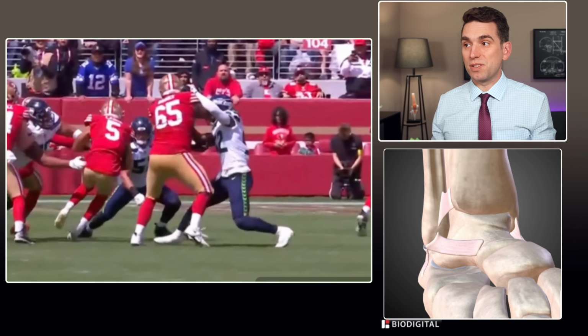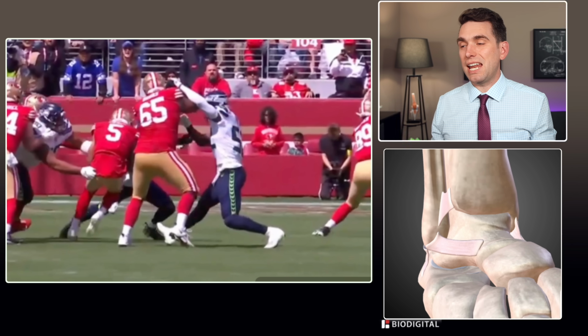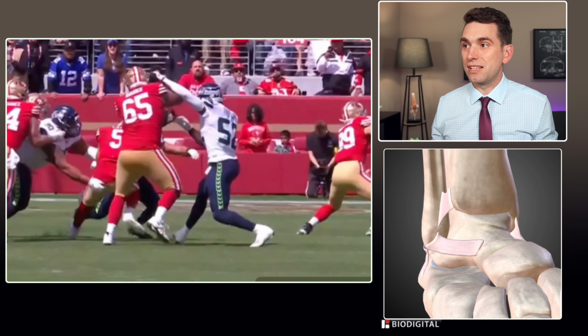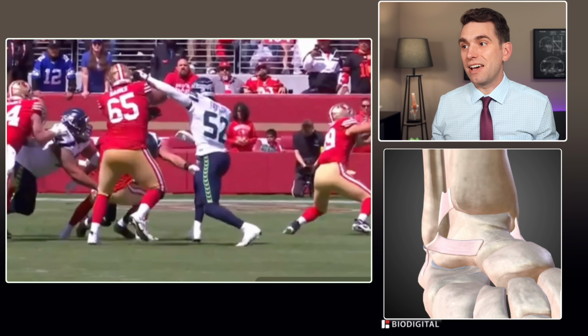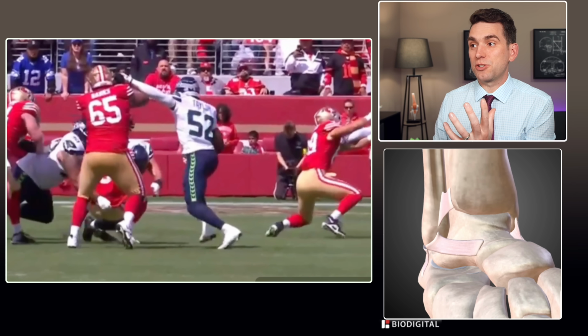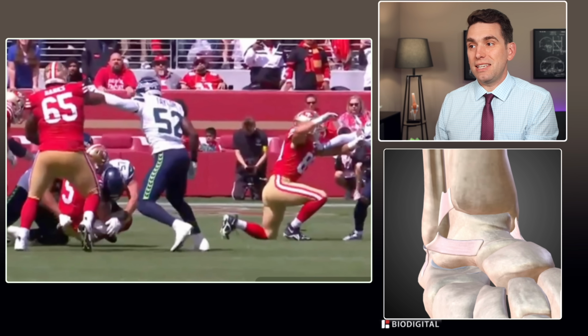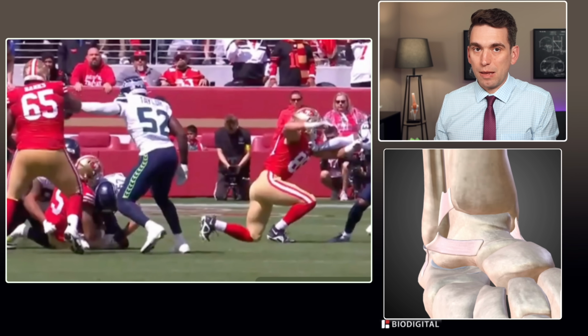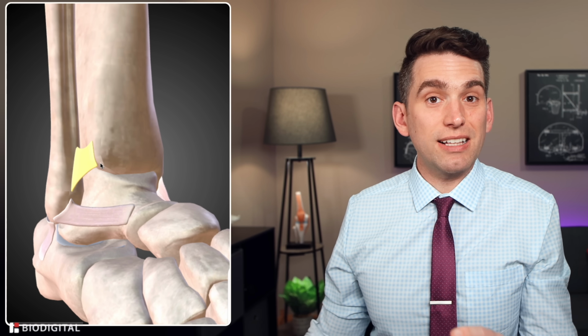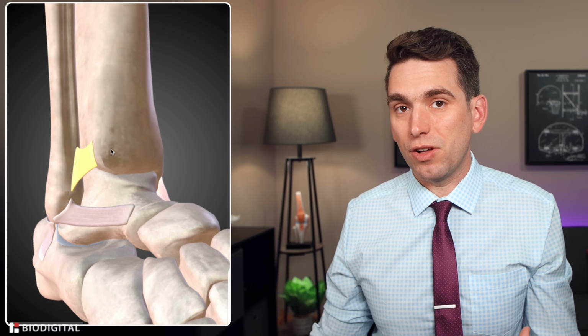As Lance steps and plants with that right foot, it anchors the foot into the ground, and then as the defender falls on him, that forces that ankle and foot into that externally rotated position, which is going to stress that syndesmosis, keeping the tibia and the fibula together, stabilizing that ankle joint. So that's likely part of this ligament disruption we've read about, that syndesmosis or that AITFL ligament.